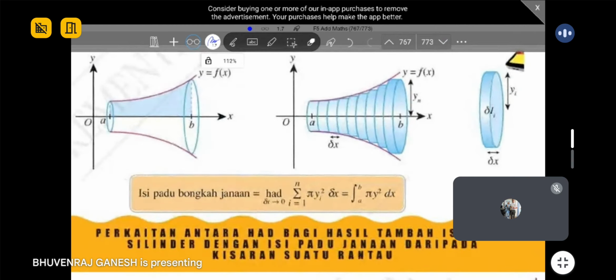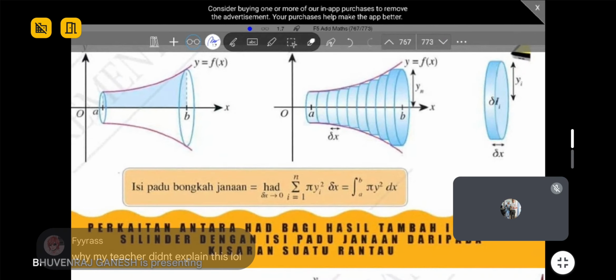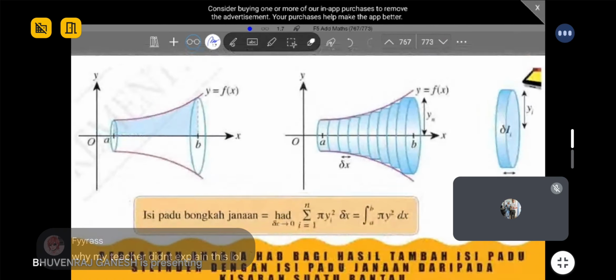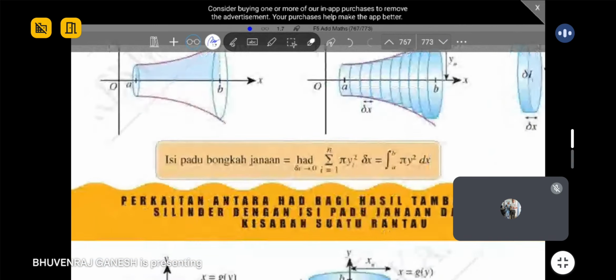Okay, guys. So now we start on the volume. Which one? Teacher didn't explain. Bahagian mana?